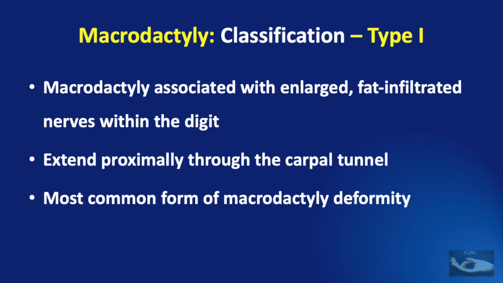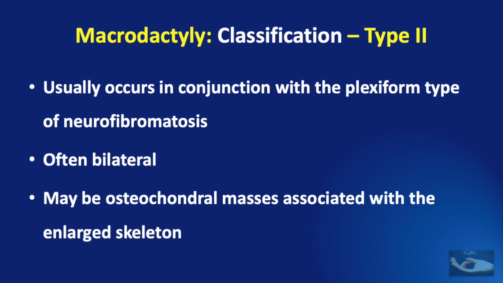In type 1, the macrodactyly is associated with enlarged fat-infiltrated nerves within the digit which can extend proximally through the carpal tunnel. It is the most common form of macrodactyly deformity. Type 2 macrodactyly usually occurs in conjunction with the plexiform type of neurofibromatosis. It is often bilateral. There may be osteochondral masses associated with the enlarged skeleton.